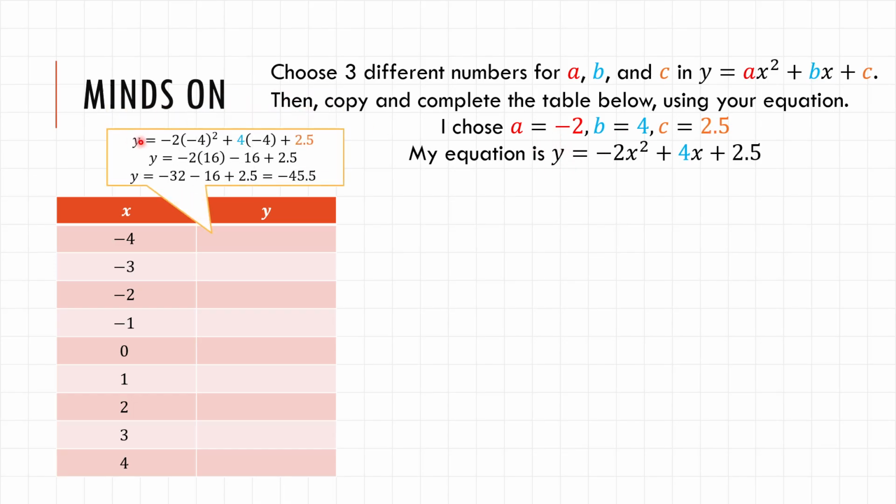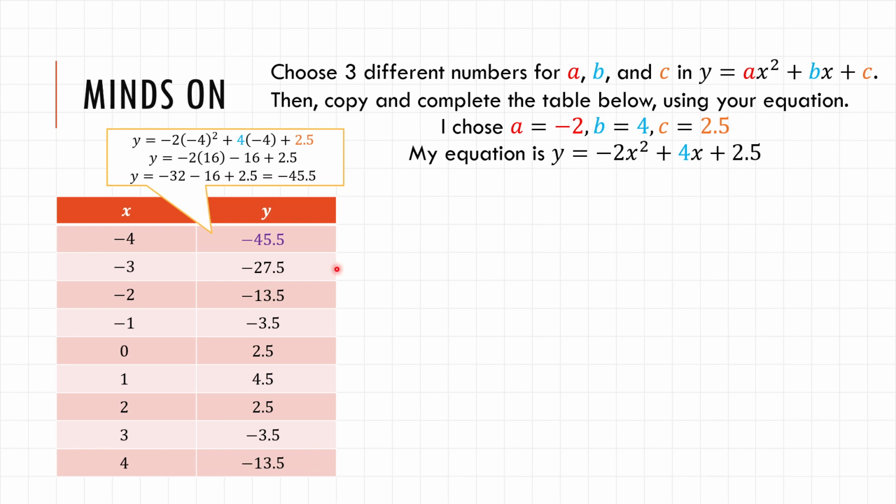So you can see here I've got y equals -2 times x squared, x is -4, plus 4 times x, again the same value, -4, plus 2.5, and that's my equation right there. -4 squared is 16. -4 times 4 is -16. And then -2 times 16 is -32. Minus 16 plus 2.5 gives me -45.5. And I can keep going with all of these rows, just changing this from -4 to -3 to -2 to -1, 0, 1, 2, 3, and finally 4.